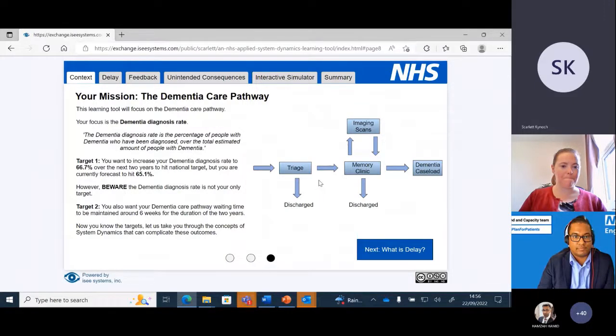However, the dementia diagnosis rate is not your only target. There's also a second target, and this is the dementia care pathway waiting time. You want this to be maintained at around 6 weeks for the duration of the 2 years. This is because in this particular ICS, they've managed to get it down to 6 weeks, so they don't want it to go back up. They want to maintain it.